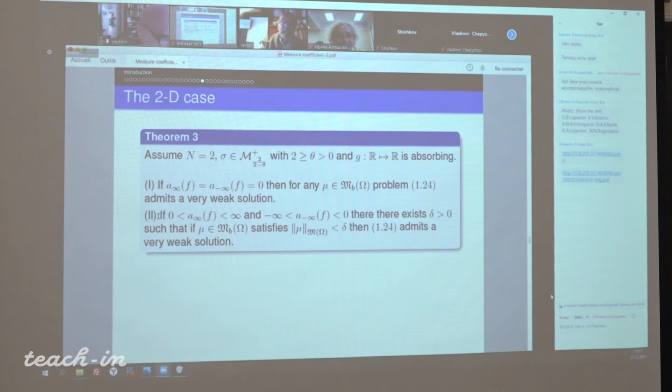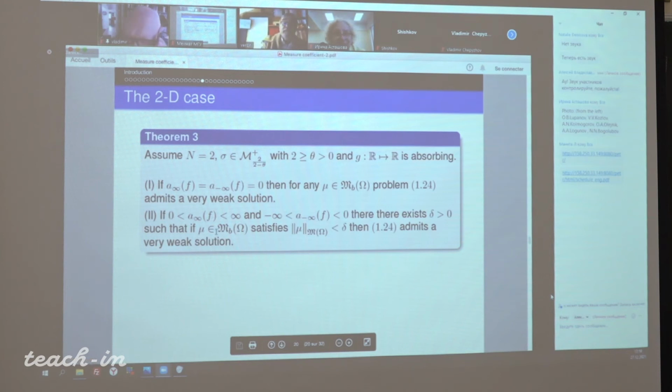Now, if A infinity of F is positive but finite, and A minus infinity of F is negative but finite, then there exists a delta positive such that if mu is a bounded measure in this class, and if the norm of mu in the class F is smaller than delta, then there is a solution. Okay, this is probably not the optimal form.